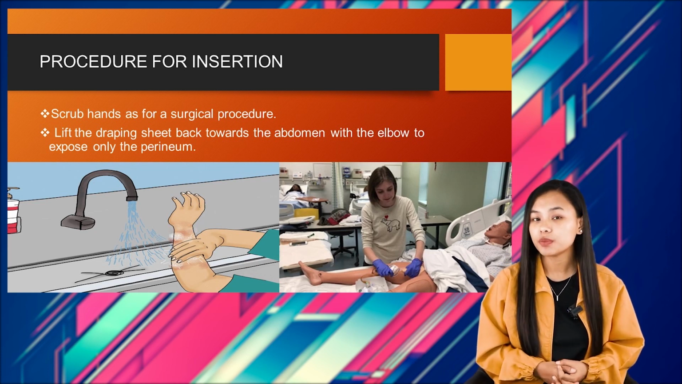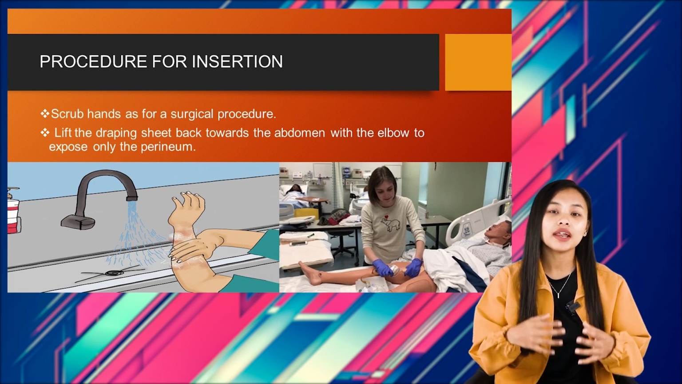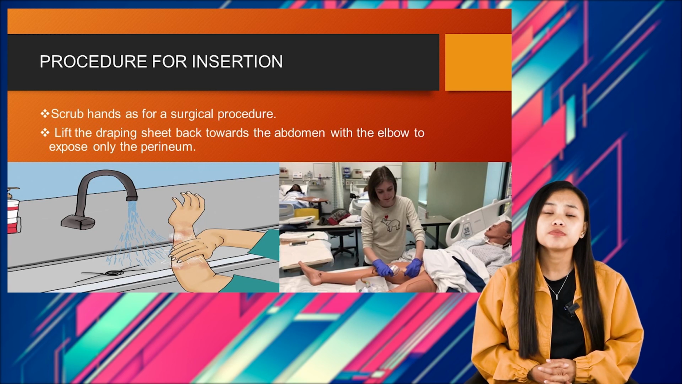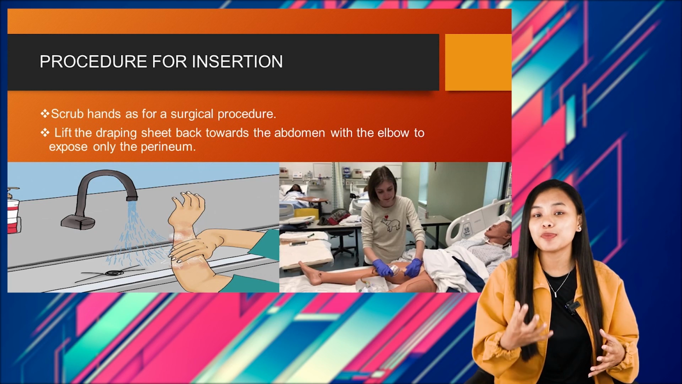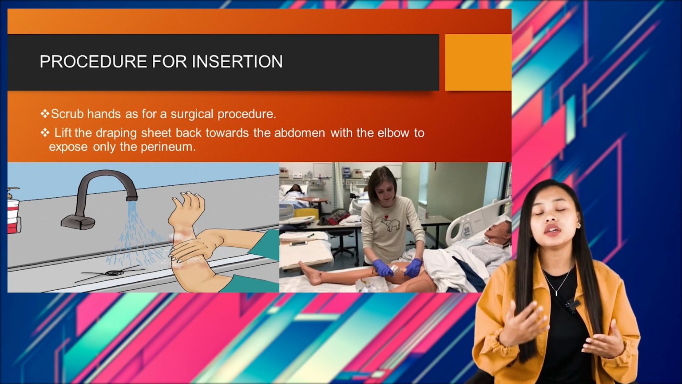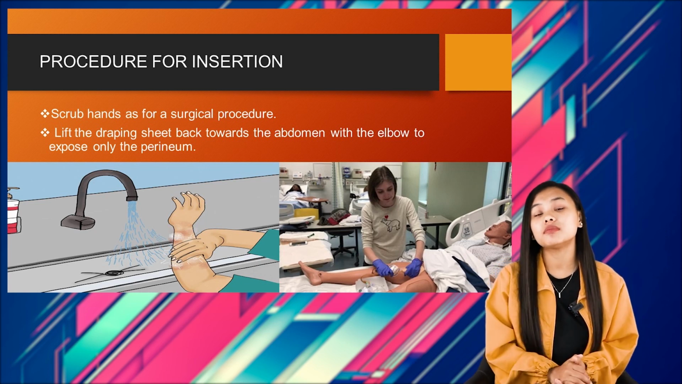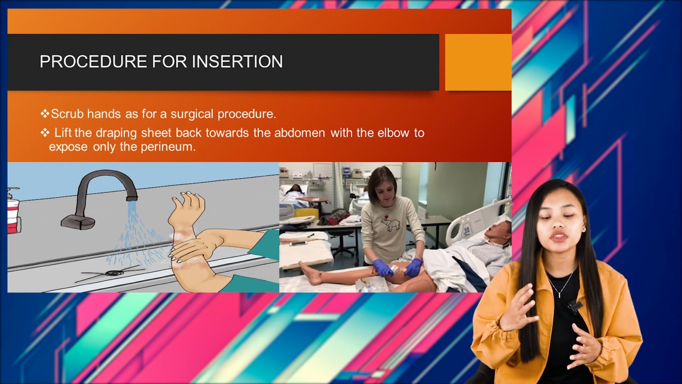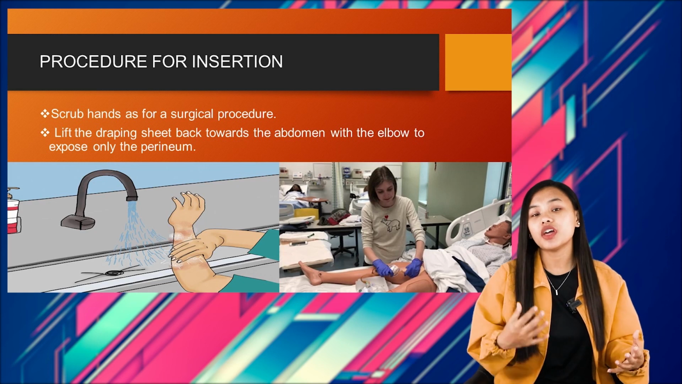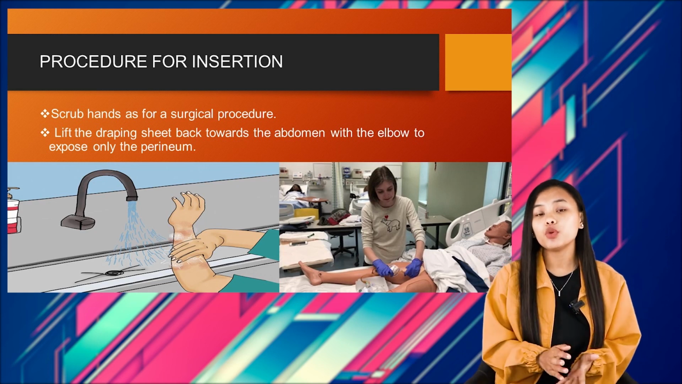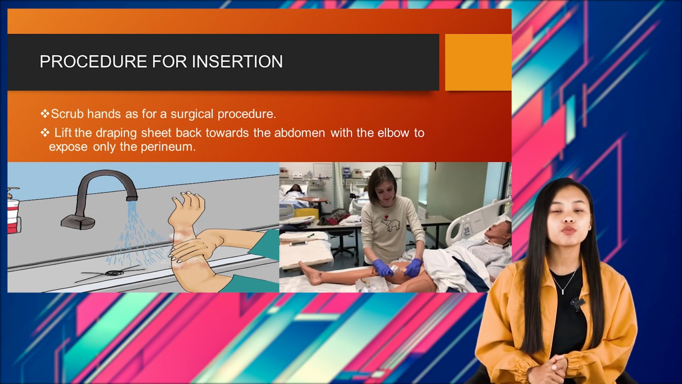Then you must lift the draping sheet back towards the abdomen with the use of your elbow and only expose the perineum. Because when we provide catheterization, we cannot expect the person to wear pants, right? In order to provide privacy for their body parts, we must drape the patient with the sheet. So before we insert this catheter, we must make sure that we drape them with the sheet.